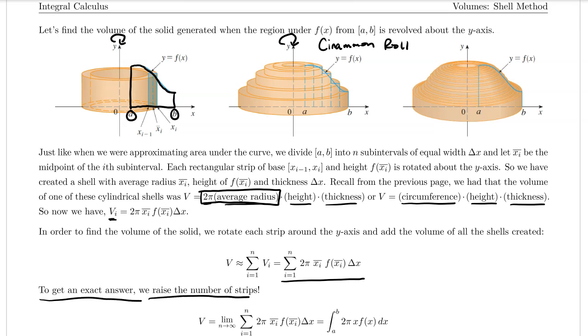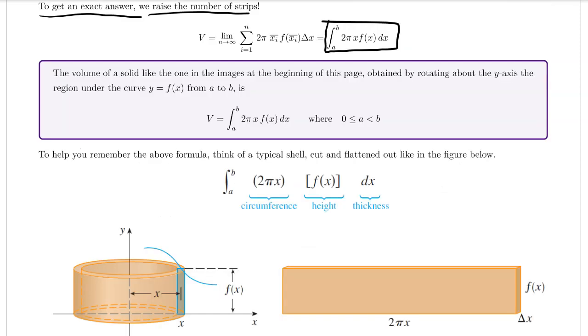So the volume is equal to this same expression. We are just now taking the limit as n approaches infinity. And what that turns into is this definite integral here. So the volume of a solid like the one in the images at the beginning of this page, obtained by rotating about the y-axis the region under the curve y equals f of x from a to b, is given by volume equals the definite integral from a to b of 2 pi x times f of x dx, where a is greater than or equal to 0 and a is less than b.